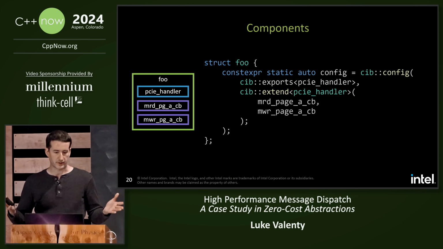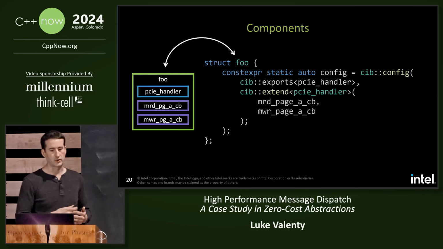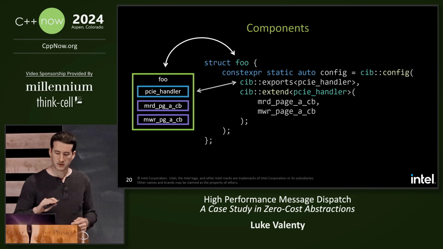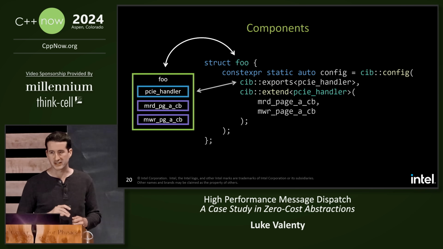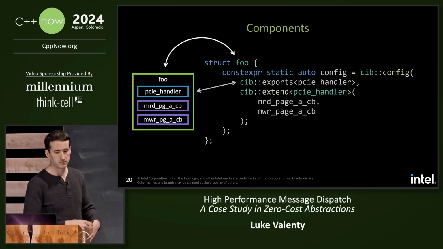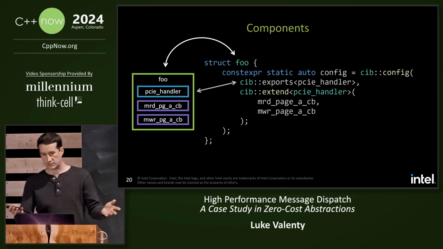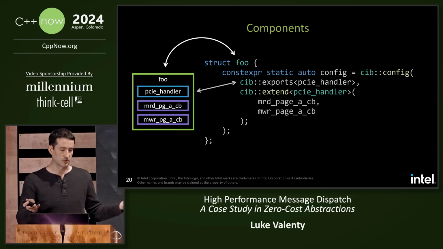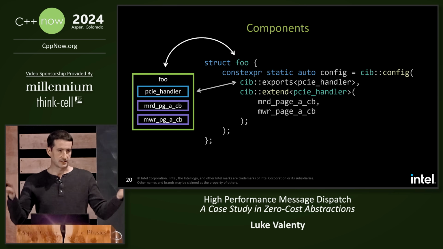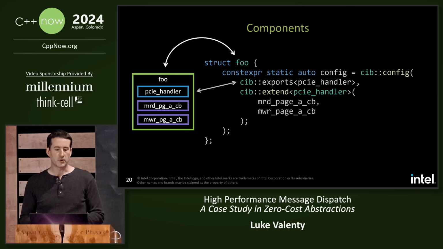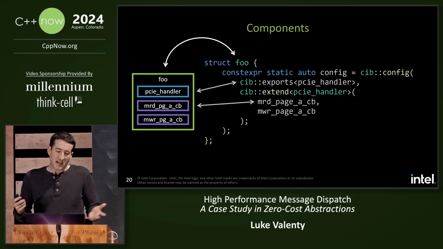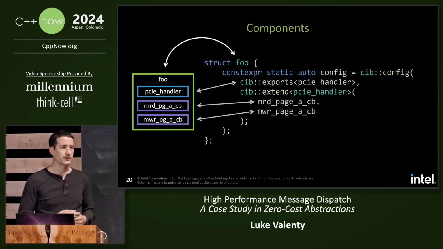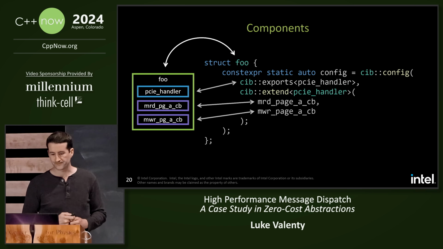So what does a component actually look like? Well, it's a struct or a class. But to work with CIB, it has this compile time declaration, this constexpr declaration. It's CIB config. And so this component is exposing a PCI-E handler, some PCI Express message handler, right? So it's advertising to CIB that this is a service that I own, other people can extend it, and I can extend it too. And so it has some message callbacks that it's also going to extend that service with.